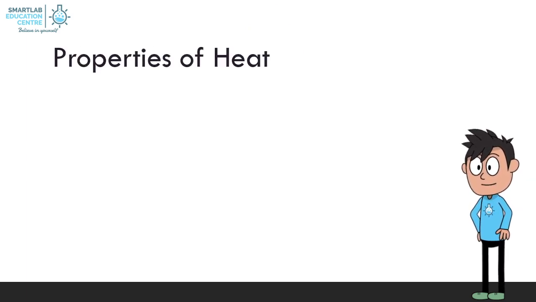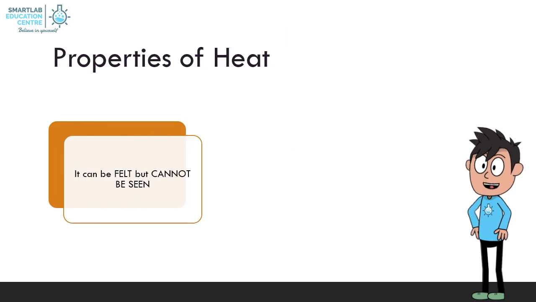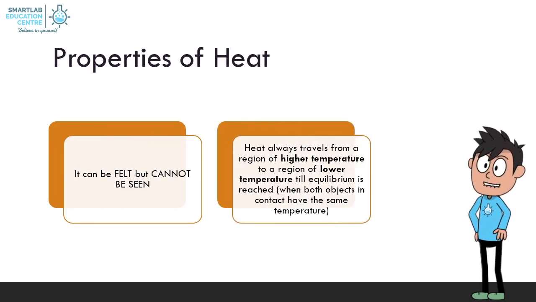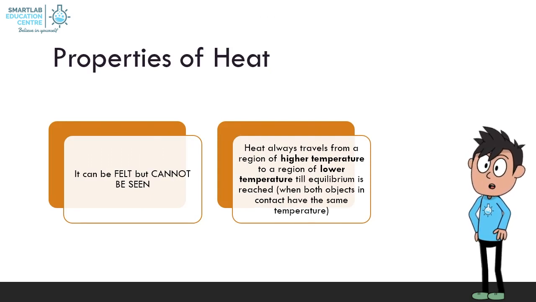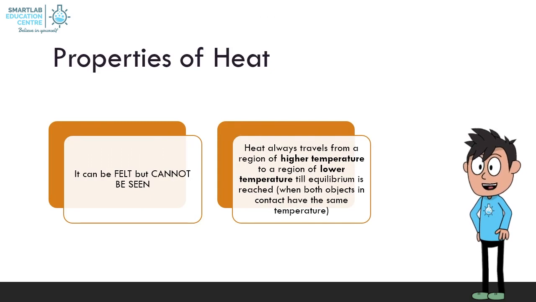Properties of heat. Firstly, heat can be felt, but cannot be seen. Secondly, heat always travels from a region of higher temperature to a region of lower temperature till equilibrium is reached. This means that both objects in contact have the same temperature.